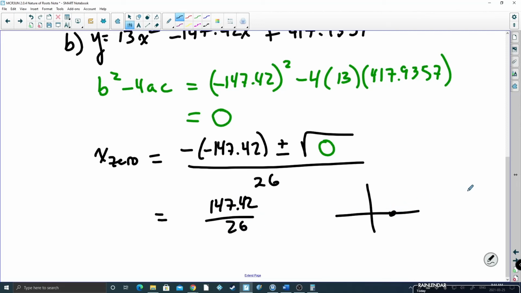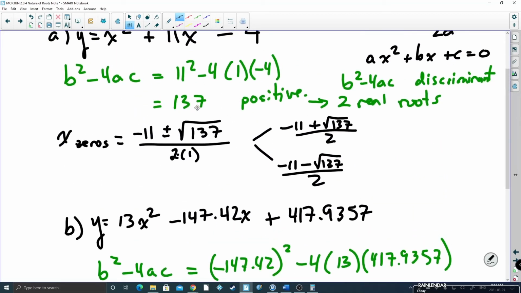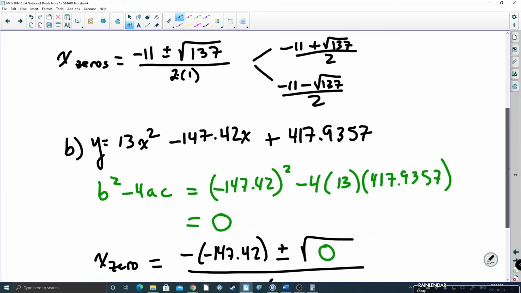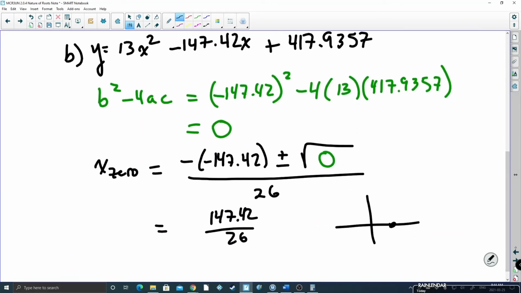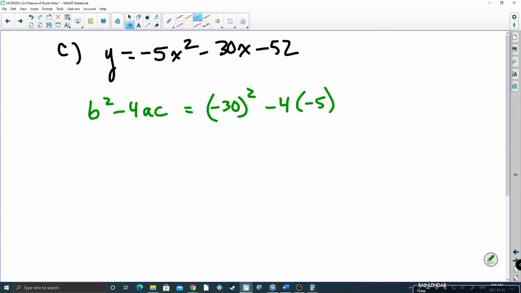Okay? So we've now seen an example of what happens if you have a positive number for your discriminant, what happens if you have 0 for your discriminant, and the last one is what happens if your discriminant is negative. So here's the last example. Let's calculate our discriminant. We're going to get b squared, which is negative 30 squared, minus 4 times a times c.